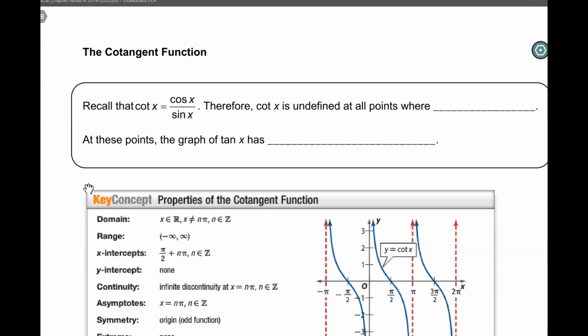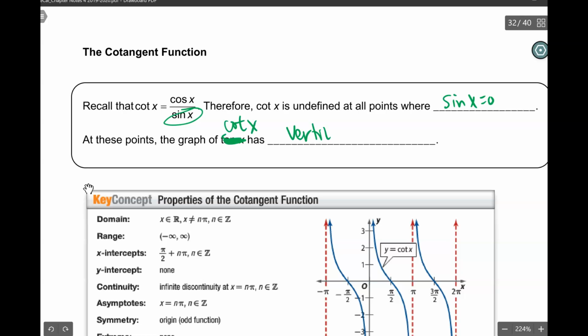So, cotangent. Recall that cotangent is cosine over sine of x. It's similar to tangent, where cotangent is defined at all points where the denominator is not equal to 0, but here we're looking for where sine of x is equal to 0. At these points, cotangent of x has vertical asymptotes.